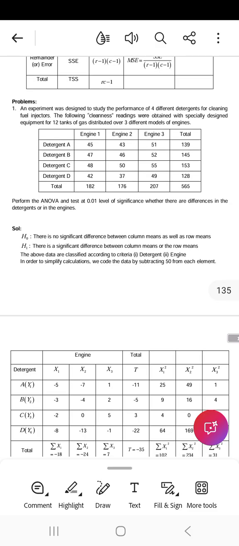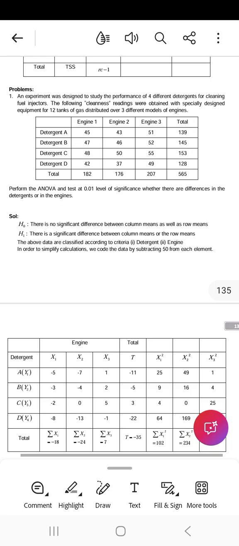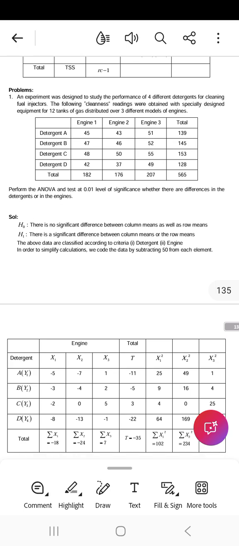You have to take 12 different reading values. First row, detergent A versus three different engines. The reading values are 45, 43, 51. Detergent B versus three different engines. The reading values are 47, 46, 52. Detergent C versus three different engines. The reading values are 48, 50, 55. Detergent D versus three different engines. The reading values are 42, 37, 49.